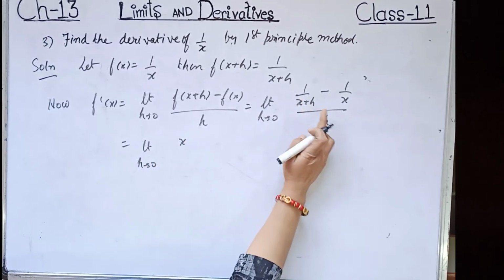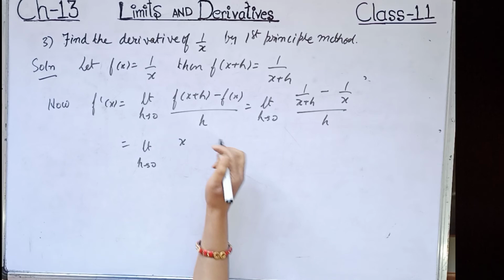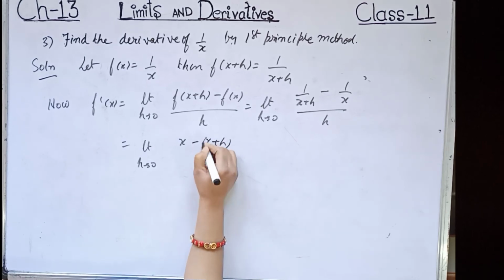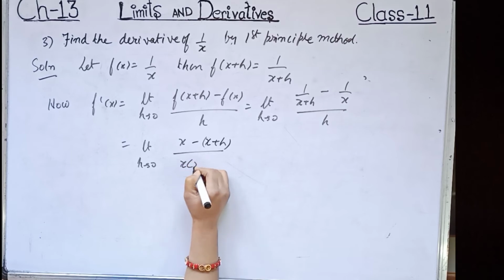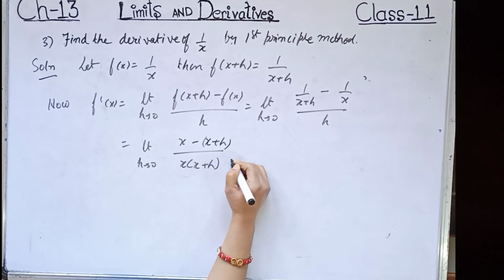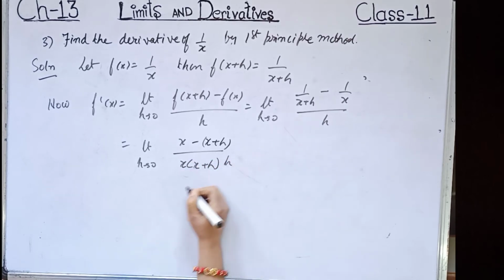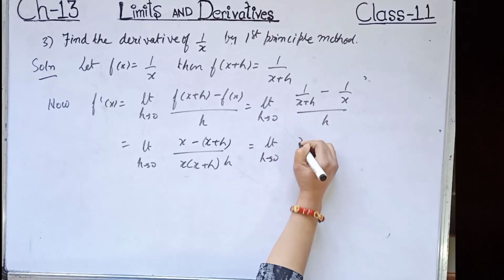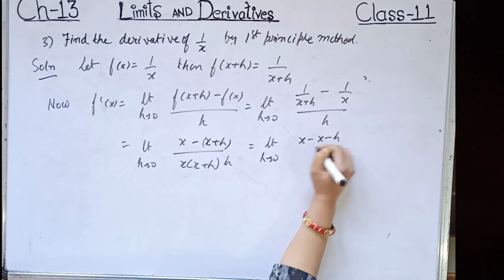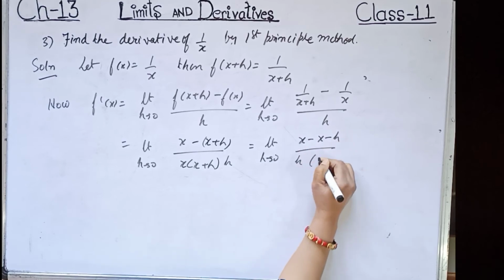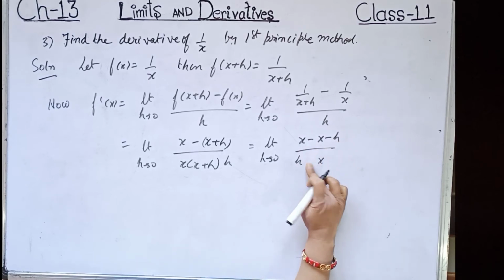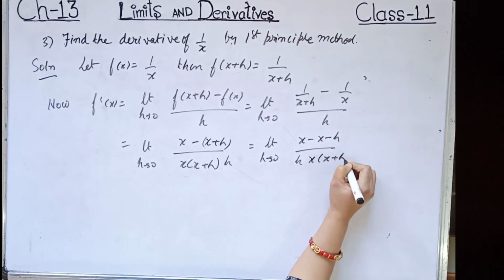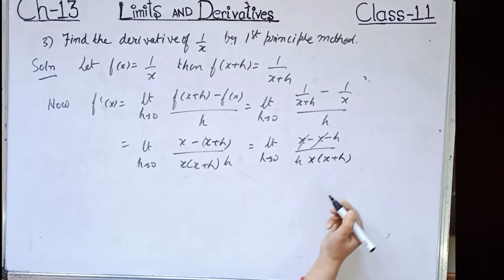Over here, we have to take the LCM and solve it. So (x − (x + h)) divided by x(x + h), and this h we will be writing over here. So equals limit h tending to 0 of (x − x − h) divided by h·x(x + h). Now this x is cancelled.